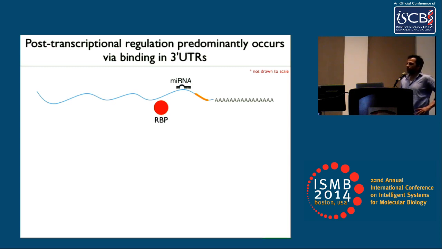So we know that the 3' UTR is a host of a large number of elements that bind and regulate the mRNA post-transcriptionally, right? From microRNAs, which predominantly degrade transcripts or inhibit translation, to other RNA binding proteins, which may do the same or localize transcripts to different parts of the cell.